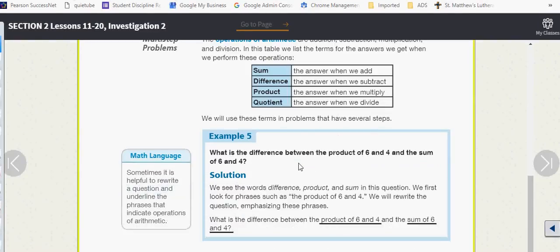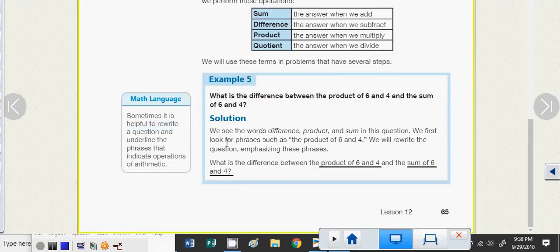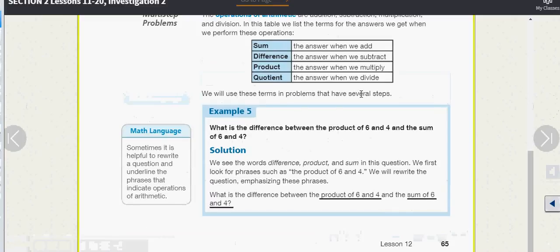I like example 5 as they talk through the solution and show how sometimes you write down information and underline key parts to help you. The question is our last one for us today. What is the difference between the product of 6 and 4 and the sum of 6 and 4? And the way I read it, I hope helps you keep that straight.